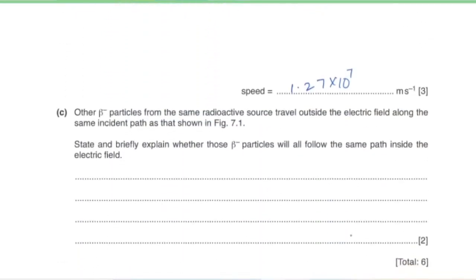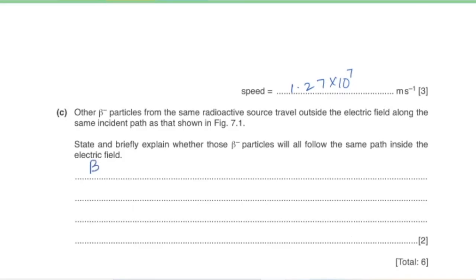Part C, other beta minus particles from the same radioactive source travel outside the electric field along the same incident path as that shown in figure 7.1. State and explain whether those beta minus particles will all follow the same path inside the electric field.